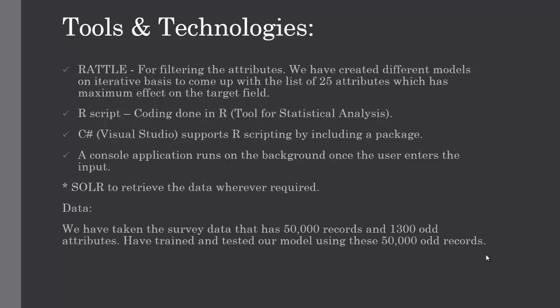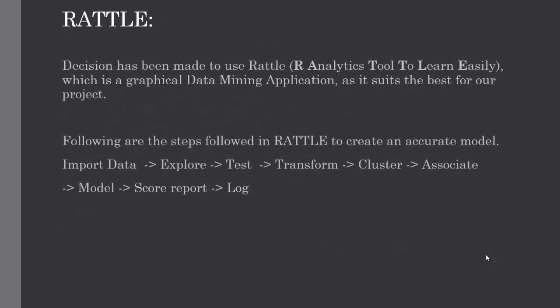The data that we got is survey data that has 50,000 records and 1,300 odd attributes. We have trained and tested our model using these 50,000 odd records. The decision has been made to use Rattle, which is like a graphical data mining application. And these are the steps that we have followed to decide our model.